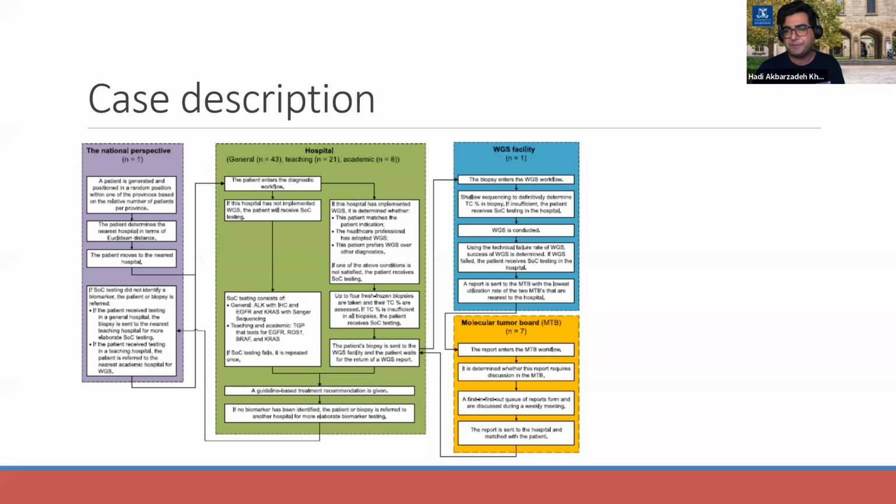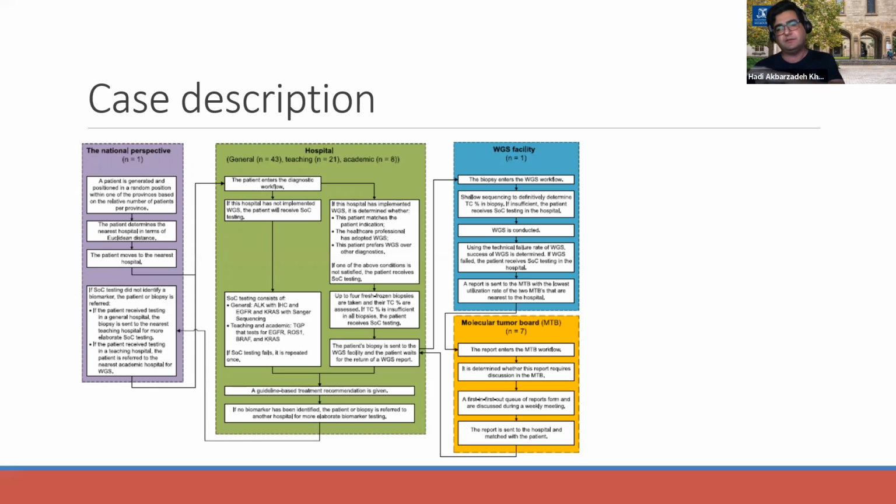So only specific hospitals can do it. For example, we have general hospitals and academic hospitals, and WGS is happening just in academic hospitals, and we have some teaching hospitals as well. The current procedure is that the patient goes to a general hospital and does some testing. If not diagnosed, they go to teaching hospitals, and then to academic hospitals. If still not diagnosed, there is a possibility to do whole genomic sequencing. Not necessarily for all people, but there is a situation where they can do that.